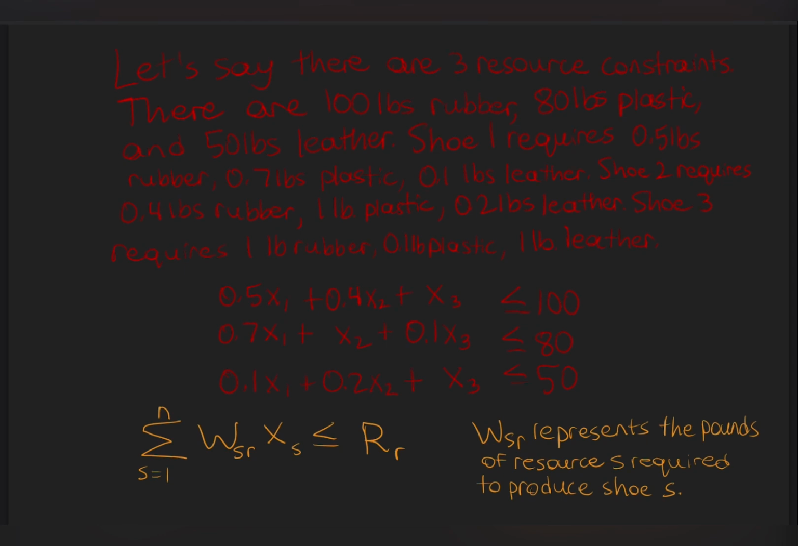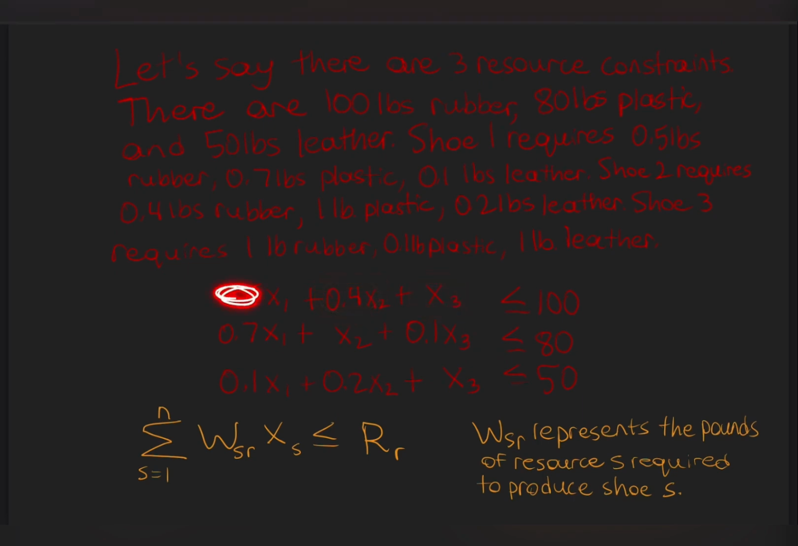All right, let's see. So here are our resource constraints. We have 100 pounds of rubber, 80 pounds of plastic, and 50 pounds of leather. This is our leather constraint, this is our plastic constraint, and this is our rubber constraint. So for our rubber constraint, if you notice, shoe 1 requires half a pound of rubber, shoe 2 requires 0.4 pounds of rubber, and shoe 3 requires a whole pound of rubber.